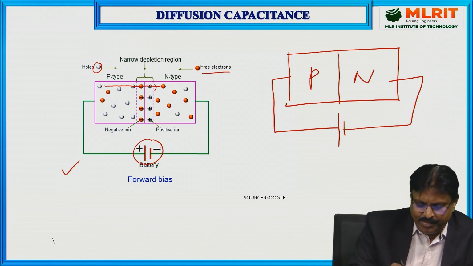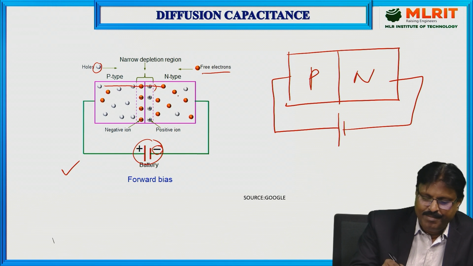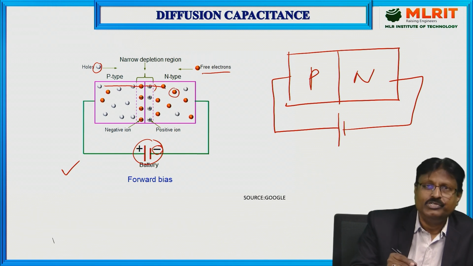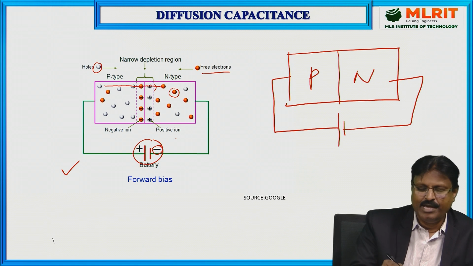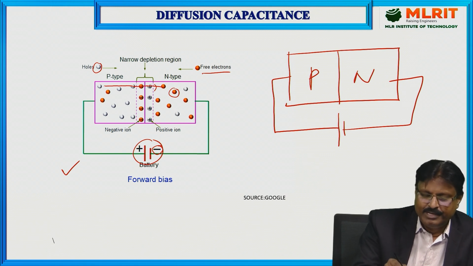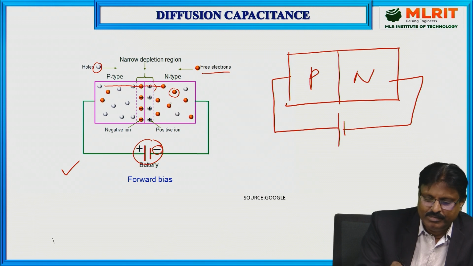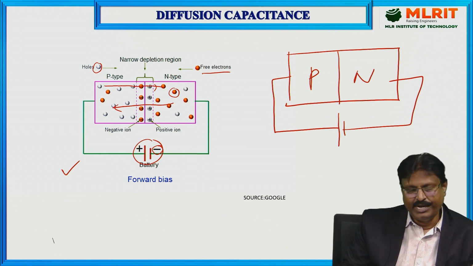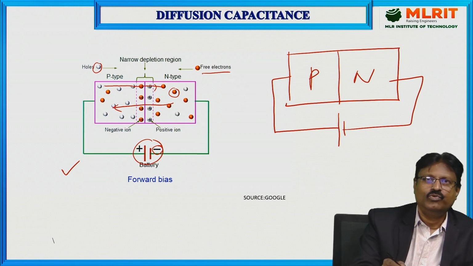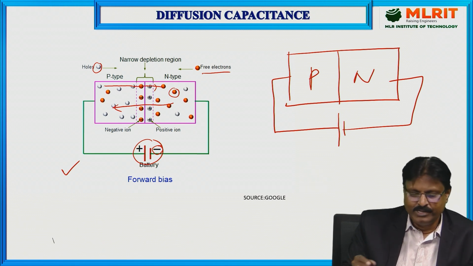Similarly, here if you observe the polarity of this battery, this is a negative polarity, and here in the N type, the electrons are there which carry the negative charge. Once again, both are of the same charge, so repulsion happens. So that's why here the direction of the flow of electrons will be from the N side to the P side. Holes have to move from the P side to the N side, and electrons have to move from the N side to the P side.